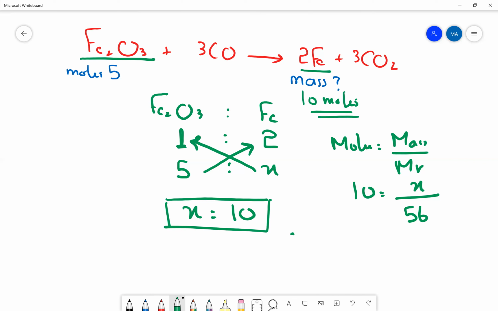It's 55.6. Okay, it's perfect. So we're going to use 56. 56 times 10 is 560. So 560 grams is the answer. Simply cross multiplication. We're done.